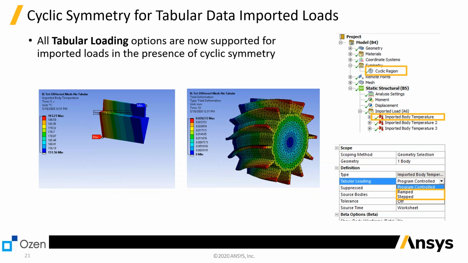People using cyclic symmetries know that before, they could not use imported loads. But now in 2020 R2, using a tabular loading option, you can import the body temperature to your cyclic region, like this part here, and then you can solve your problem with the imported load on part of your cyclic symmetry.